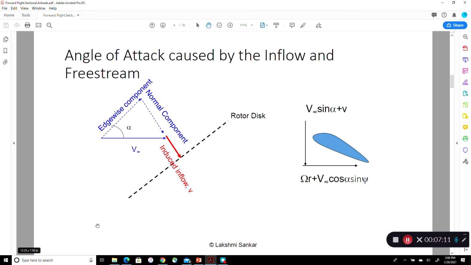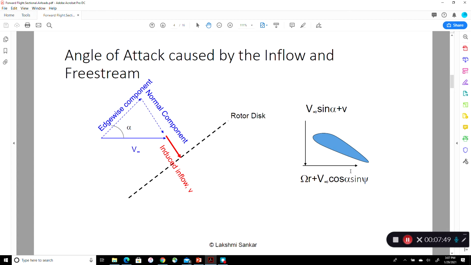In this direction, the blade is spinning forward, omega r. Then it sees this edgewise velocity, which is v infinity cosine alpha, times sine of psi. Why do we multiply by sine of psi? Because when the blade is to the pilot's right, psi is 90 degrees, sine of psi is 1, so we are adding the free stream velocity, which is coming towards the blade, with the forward motion of the blade. So this is the total velocity the blade sees. When the blade is at 270 degrees, sine of 270 degrees is minus 1. So this becomes omega r minus v infinity cosine alpha.